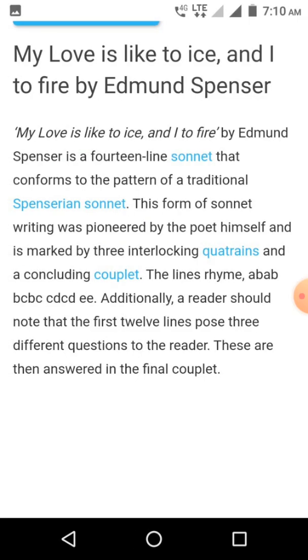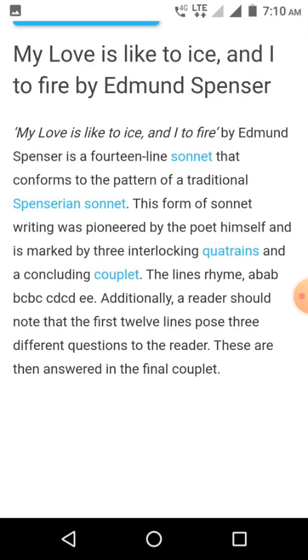"My Love is Like to Ice and I to Fire" is written by Edmund Spenser, and this is a sonnet. Let me tell you first what a sonnet is. A sonnet is a short poem of 14 lines. This sonnet conforms to the pattern of a traditional Spenserian sonnet. There are two types of sonnets in English literature, the Shakespearean sonnet and the Spenserian sonnet. So this sonnet is a Spenserian sonnet.